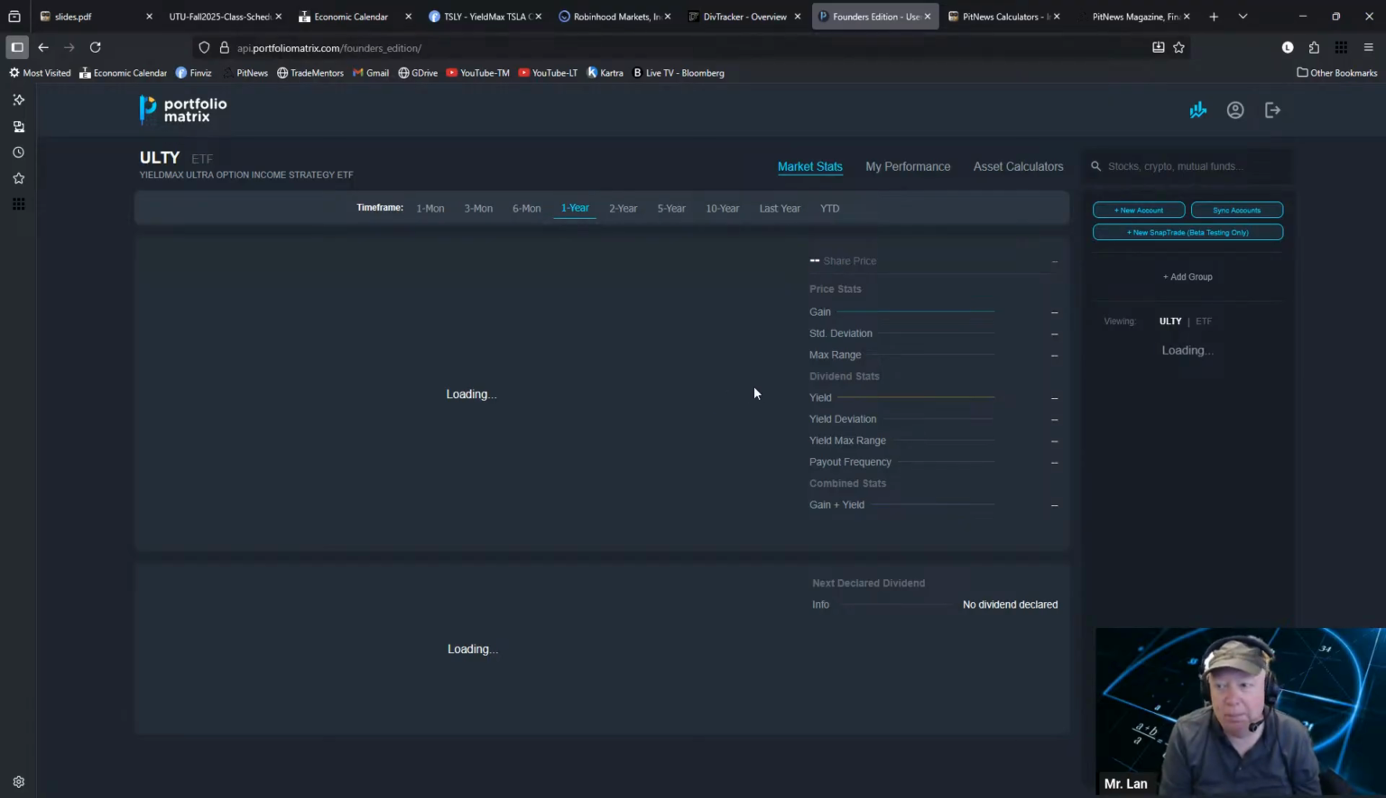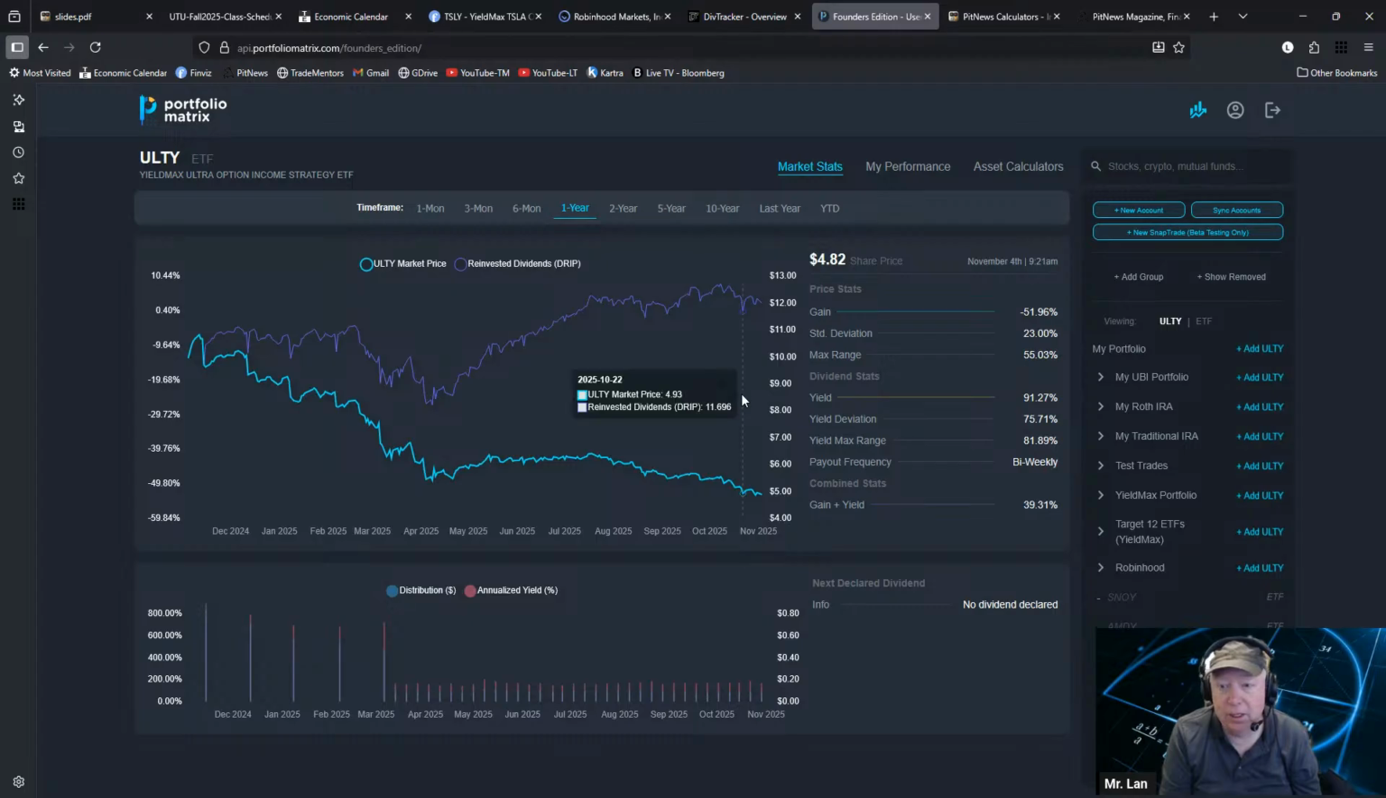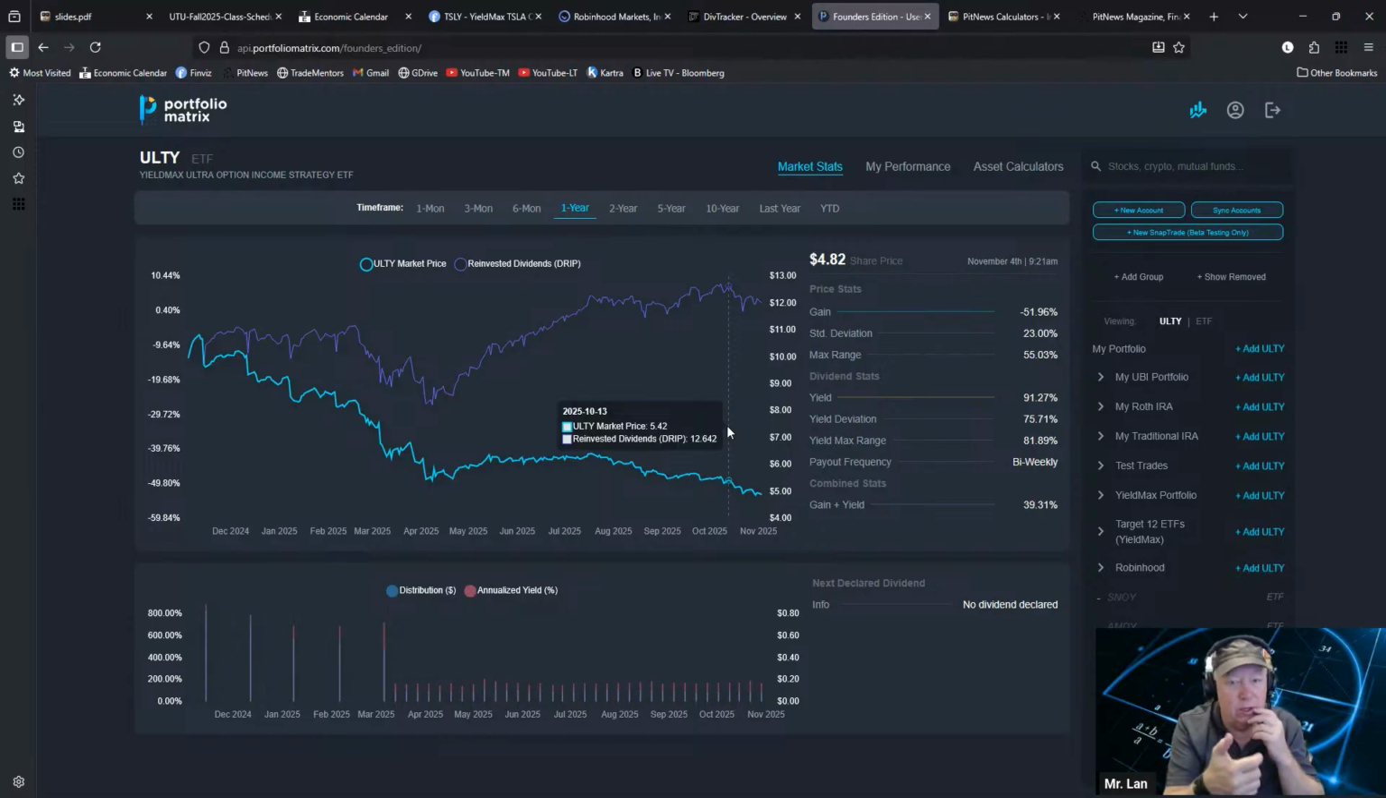Come on, load up the data. There it is. Okay, so this is ULTI. So now we have a calculator that calculates it for us, so you don't have to do it on the phone, and it shows a historical chart. This is in Portfolio Matrix, and this is what I told you about, that we're going to be doing more of our work in Portfolio Matrix.